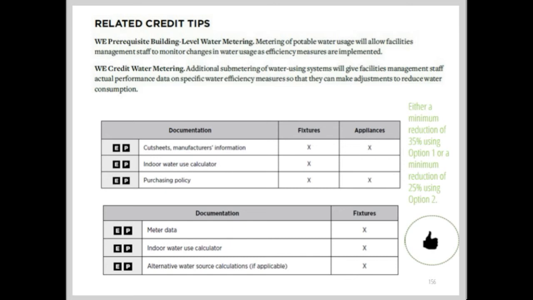The Prereq requires projects to submit cut sheets, indoor water calculator, and purchasing policy related to fixtures and fittings. The credit, on the other hand, requires projects to submit meter data, indoor water use calculator, and alternative water sources.